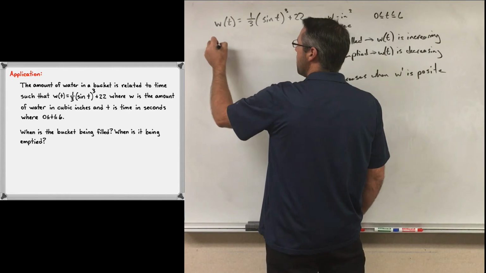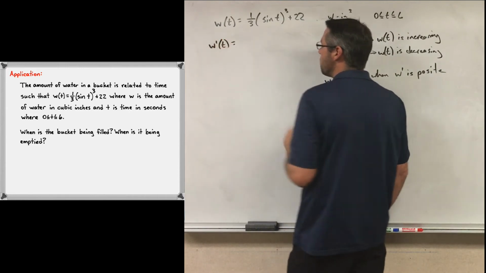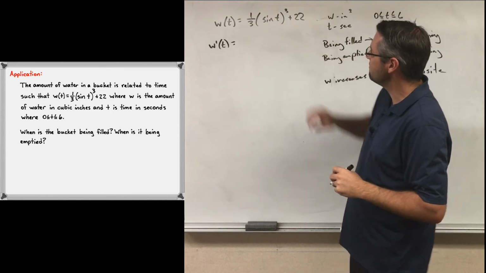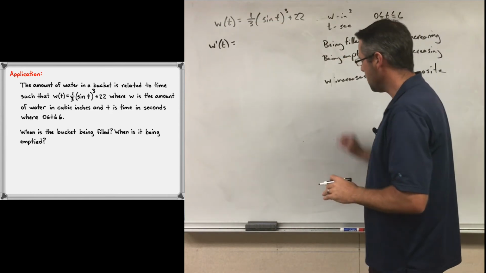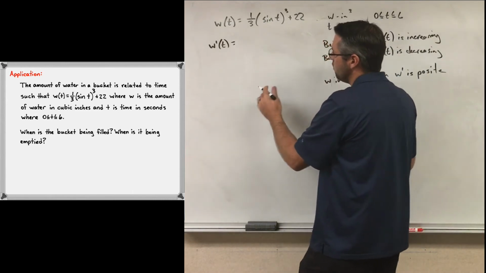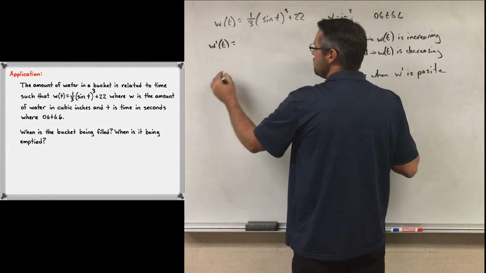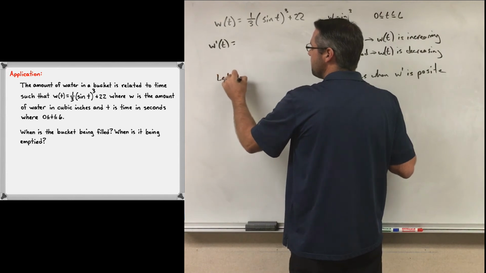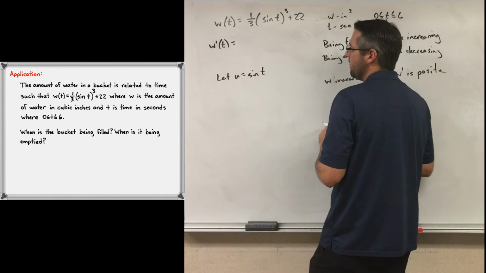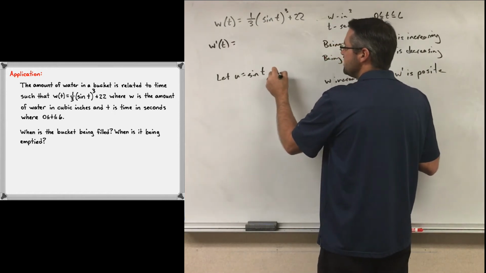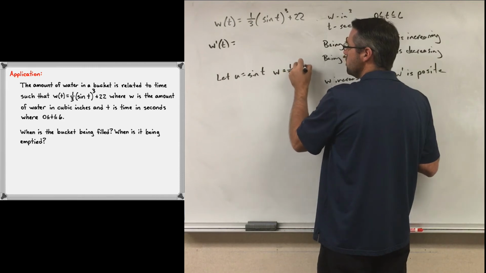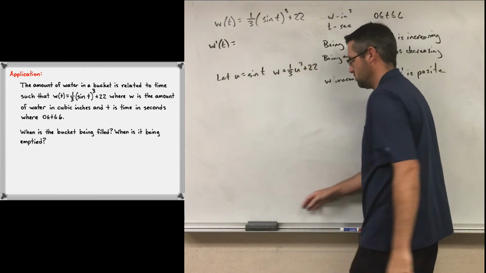So W prime of t equals, well, notice we have a composition of functions. We have an inside function here. So I'm going to do this work off to the side, and then I'm going to erase it. But we're going to have to use the chain rule here. So we're going to say let u, the inside function, be sine of t. So the inside is u. That would imply that W is equal to 1/3 u cubed plus 22.